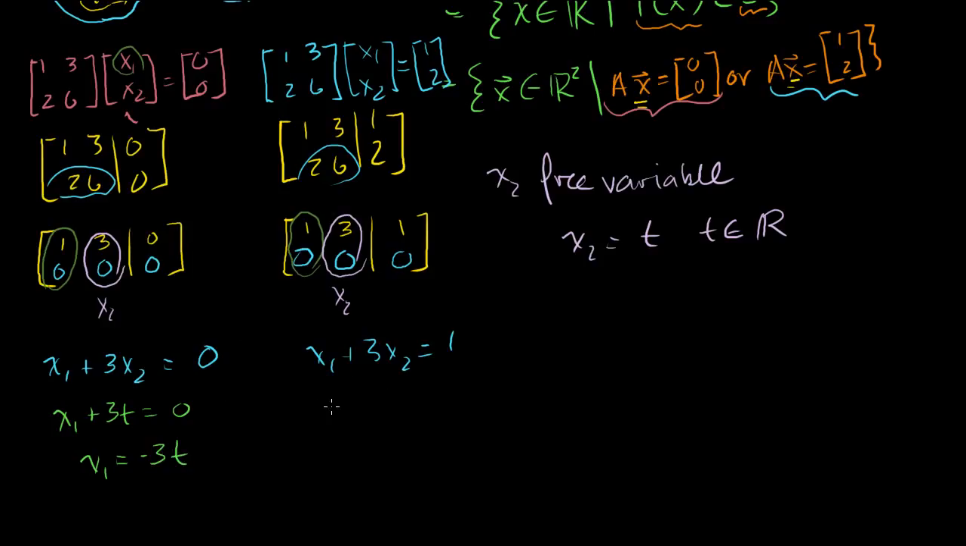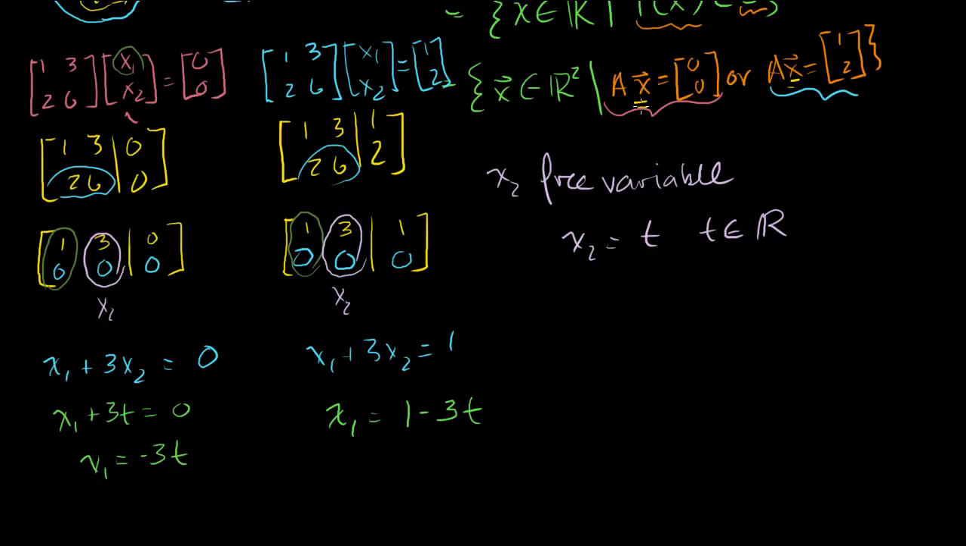And then for this other equation, the top line says x1 plus 3x2 is equal to 1. If we substitute x2 with t, you get x1 is equal to 1 minus 3t.